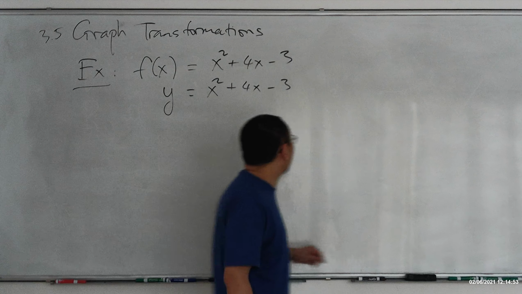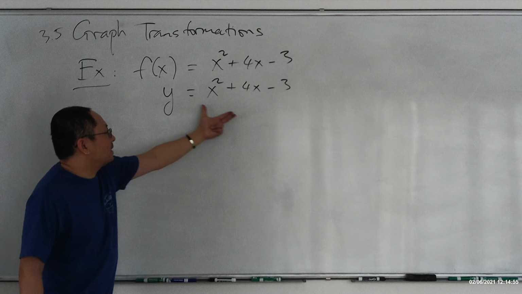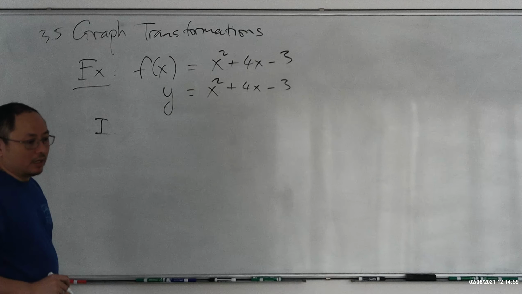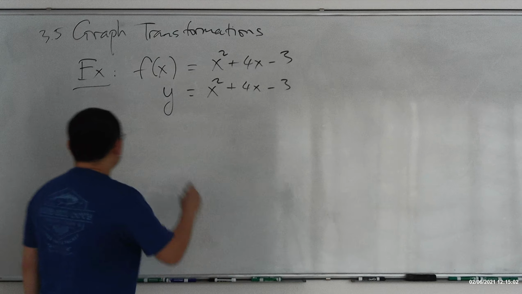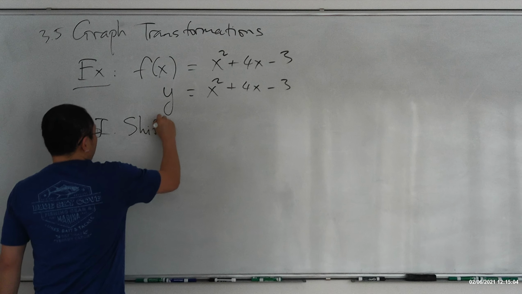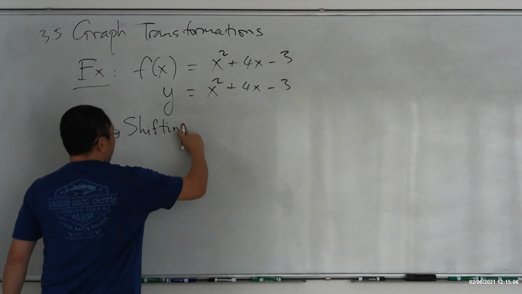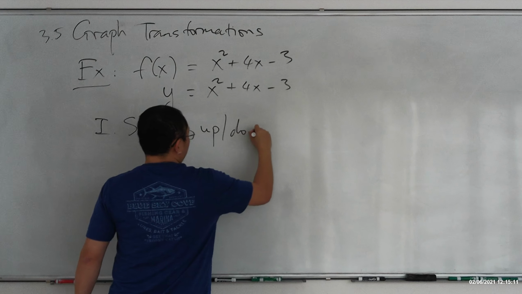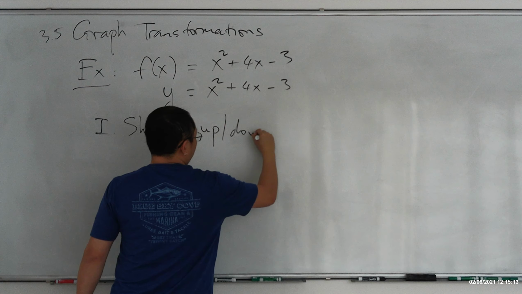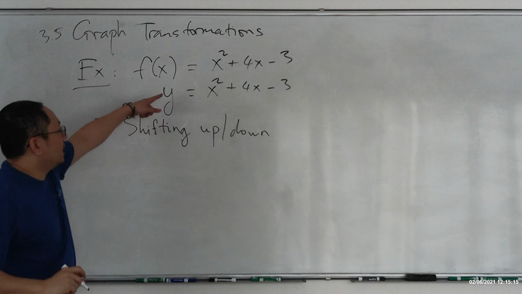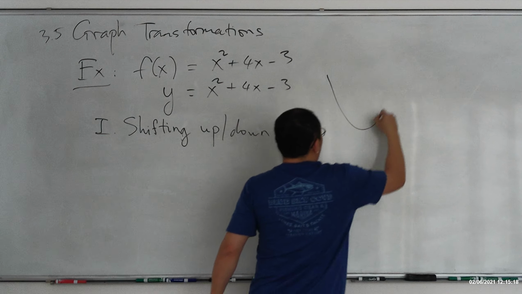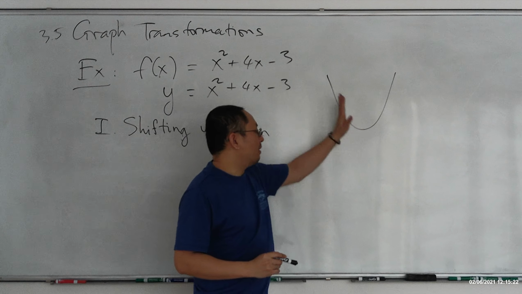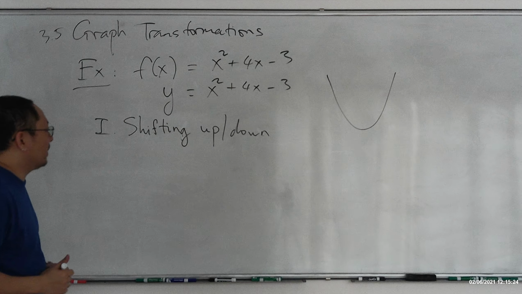Okay, so we have a function, and I rewrite it as an equation in general. The first type of transformation we're going to learn is shifting up and down. So you see in here is a parabola. Okay. So our job is to shift the parabola up and down. How do we shift the parabola up and down?